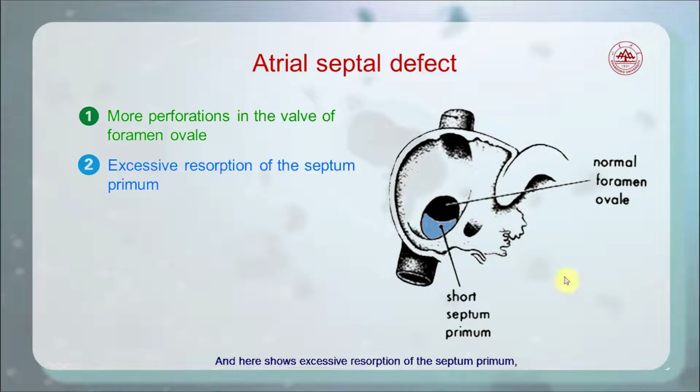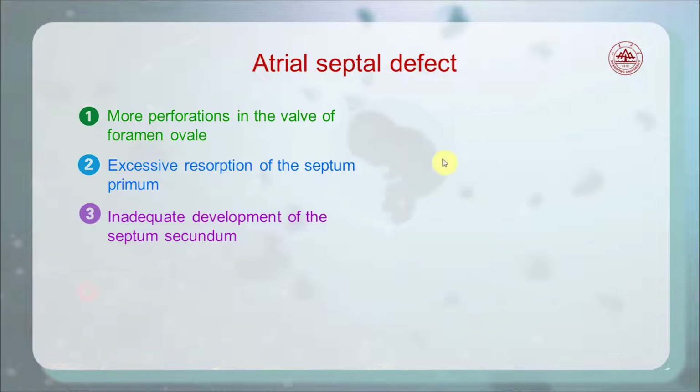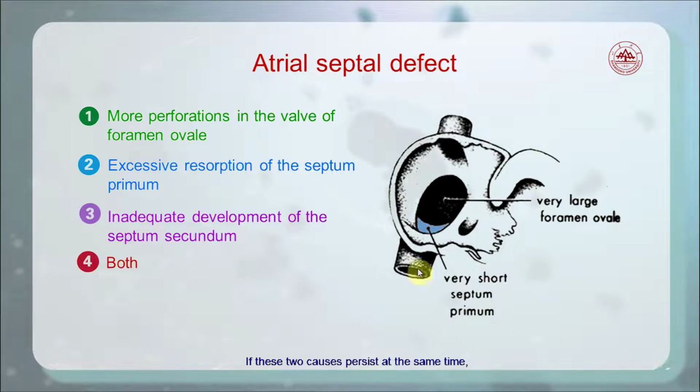And here shows excessive resorption of the septum primum, causing a large foramen secundum overlapping with the foramen ovale. And this picture shows inadequate development of the septum secundum, causing a large foramen ovale overlapping with the foramen secundum. If the above-mentioned 2 causes persist at the same time, a large foramen secundum and a large foramen ovale will form, causing a large shunt between the right and left atrium.